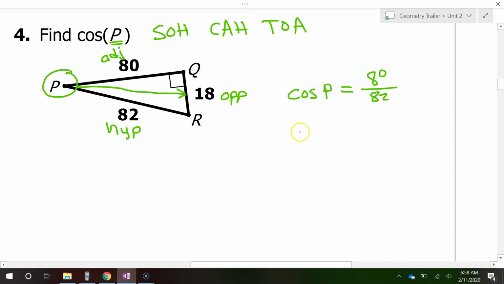All right, now we have to reduce this down. So half of 80 is 40, and half of 82 is 41.